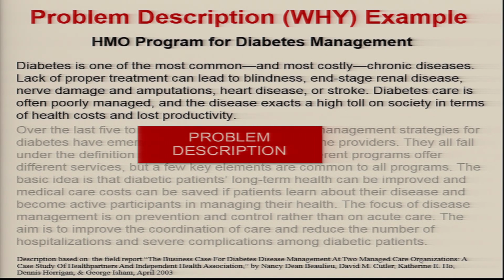So, given the brief overview, let's take an example and see how these actually work in practice. And this is from a business case for an HMO program for diabetes management. And this is the problem description that describes the why for the case. So the problem description highlights the nature of the problem. Diabetes is prevalent, it leads to dire outcomes, and it is costly.